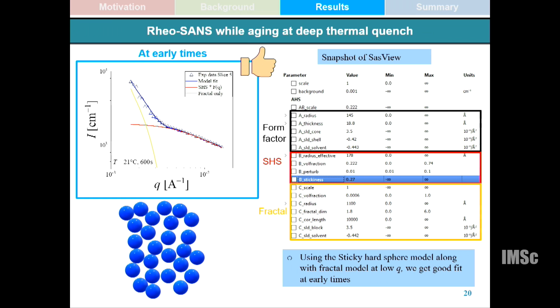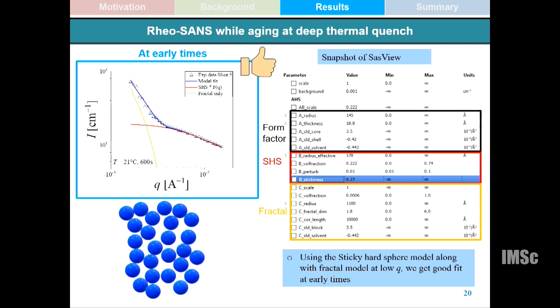But as you can see, the red curve is doing a great job in fitting the attractive strength and the high Q data, but the low Q data it's not able to fit. So we add a fractal model to it, which suggests that we have a very small volume fraction of fractals present in the system, which are quite ubiquitous in nature. These fractals are basically fractal aggregates present in the form of impurities in the system. With addition of this fractal model, we are now able to get a very good fit to the entire experimental data during the aging time.